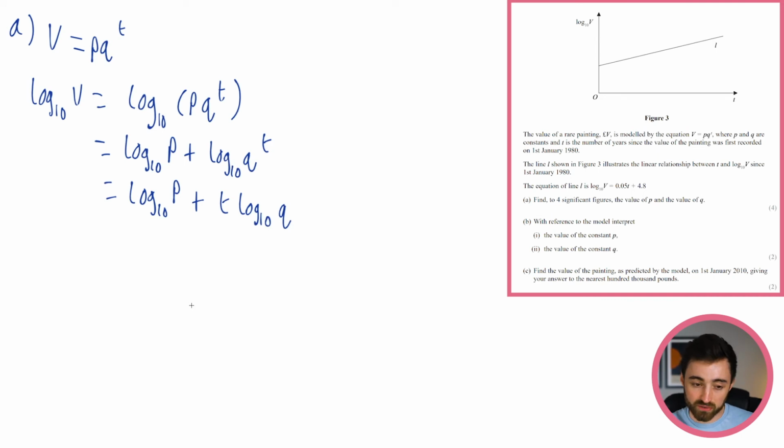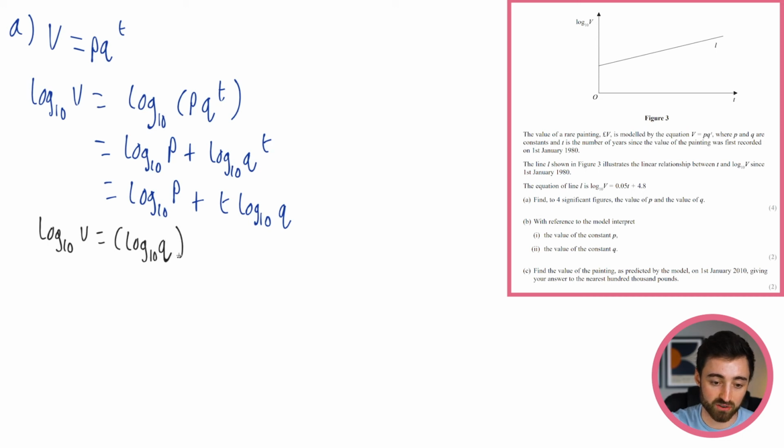Why is this useful? Look at what the equation of a straight line is. So the first thing I'm going to do, I'm going to rewrite this. I'm just going to write log 10 of v, and then I'm just going to swap these two terms, and write this in front of the t. But that doesn't change anything, does it? So I've got log 10 of q times t plus log 10 of p. What's the equation of a straight line? Is it not y equals mx plus c, right?